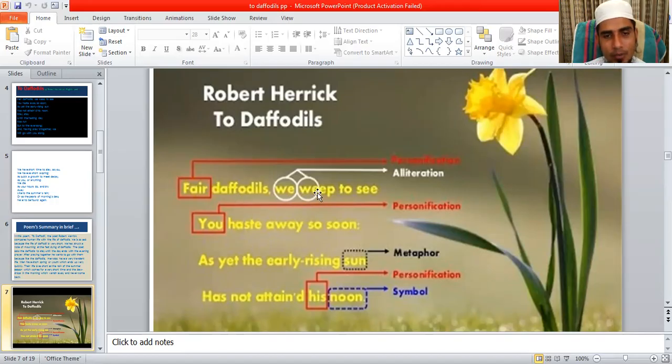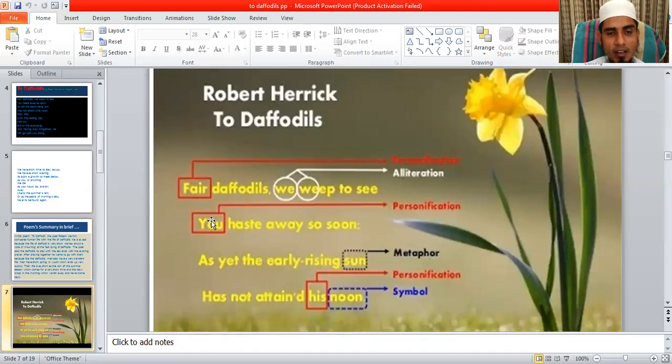So "we weep, we weep." This is called alliteration, the similar sound at the beginning of words. Whenever there is a similar sound at the beginning of words, it is called alliteration. "We weep, we weep." Similar sound. There is assonance also. Another line is "You haste away so soon."